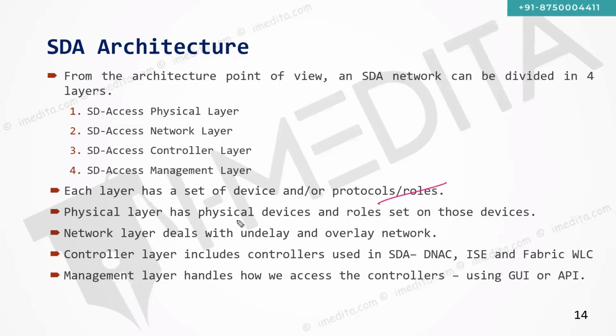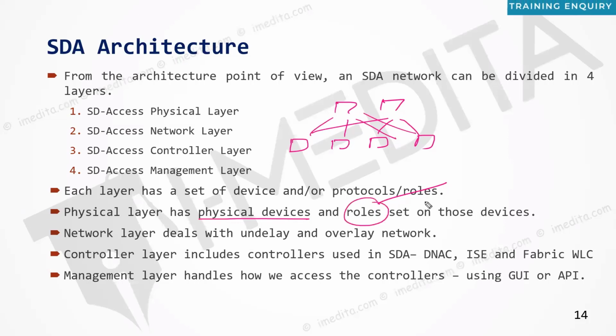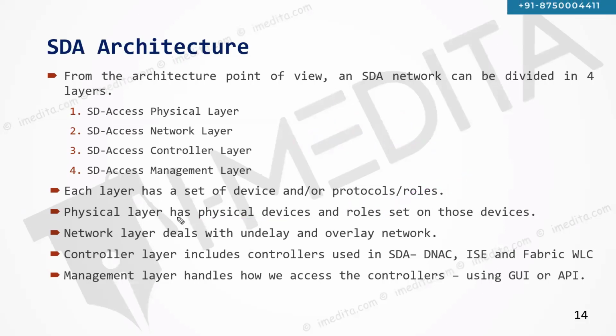We are going to purchase physical devices. We are going to connect those physical devices in the SDA fabric. We are going to build the SDA fabric based on those physical devices that we have purchased. And then we are going to set the roles onto those devices. The physical layer has physical devices and the roles set on those devices.